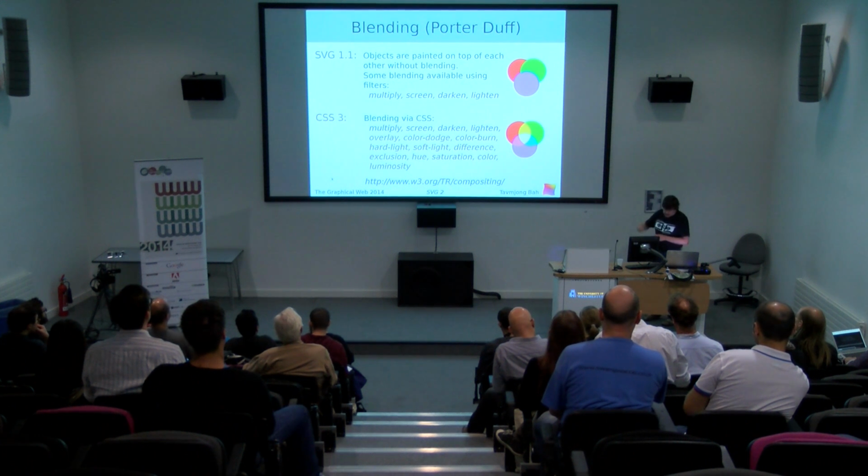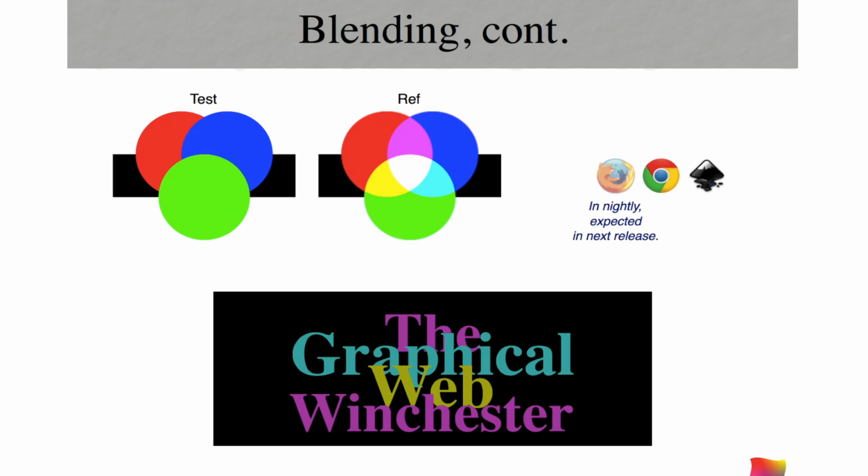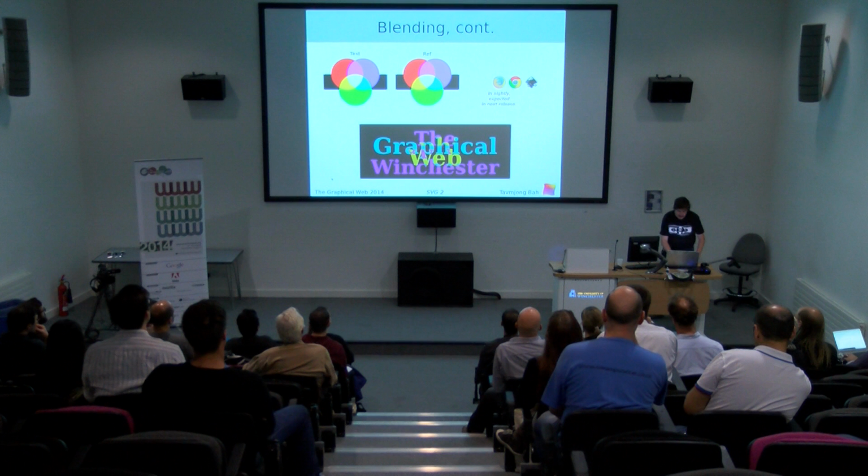So here's an example of using blending by screen. And here's a test. The test is on the left. What it's supposed to look like is on the right, and you can see that Firefox Nightly does it as expected. Chrome already does it, and Inkscape supports it in the trunk. When I talk about Inkscape, I'm talking about the trunk build, not a release version.